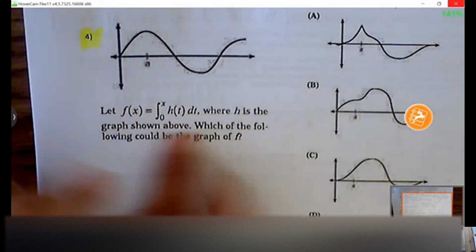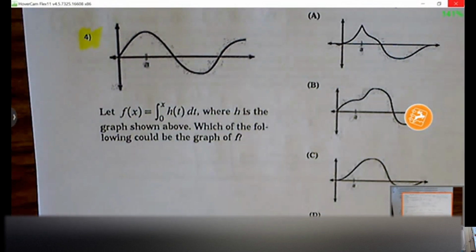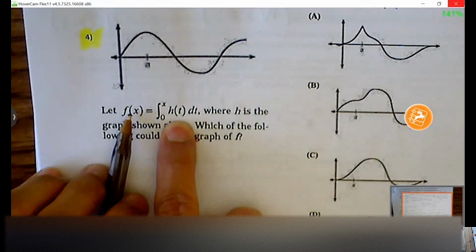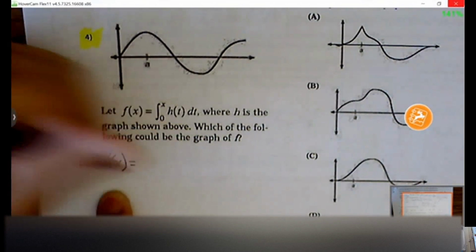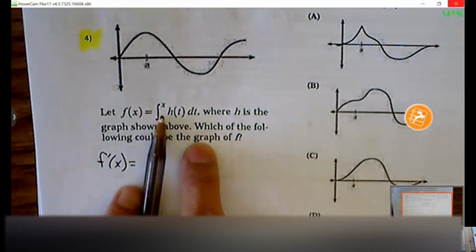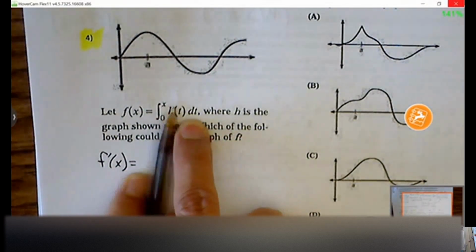But we can also do this. We can also take the derivative of both sides and then see that relationship a little bit more clearly. So I'm going to take the derivative of both sides. f becomes f prime. We know the derivative of the integral is just going to wipe out this notation. I'm just left with h with the x inserted.